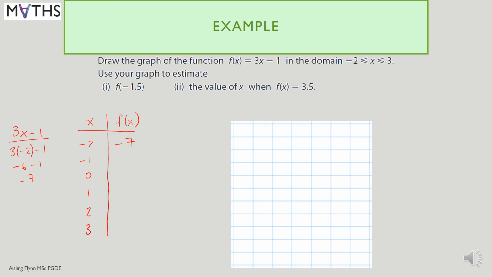You can work them all out, or you can use your calculator as we've just seen. If you want to pause and use your calculator or work them out, go ahead. The outputs turn out to be -4, -1, 2, 5, and 8. What these make are called couples. If you want to list them, you can. The points we have for our graph are -2, -7, then -1, -4, and so on, 0, -1, and so on.